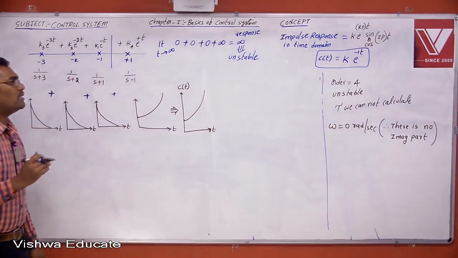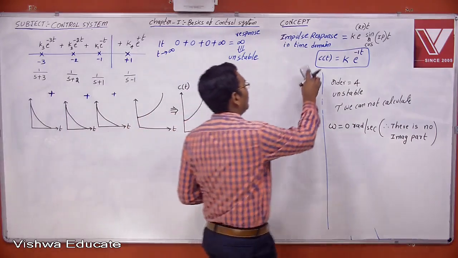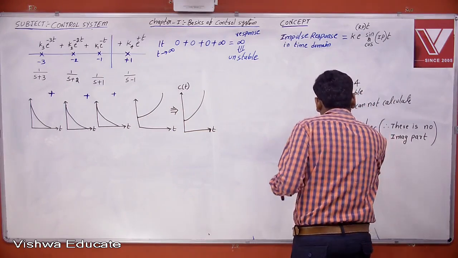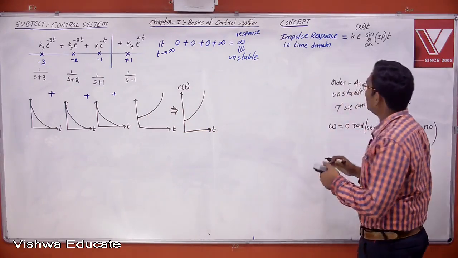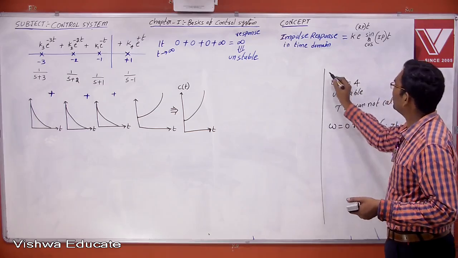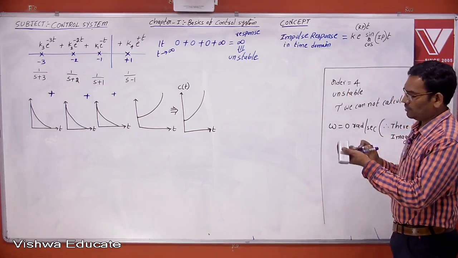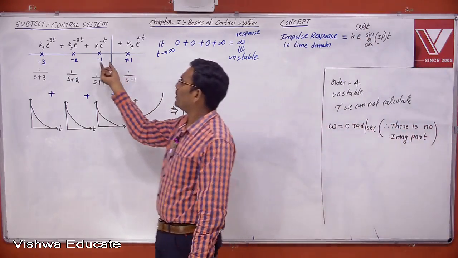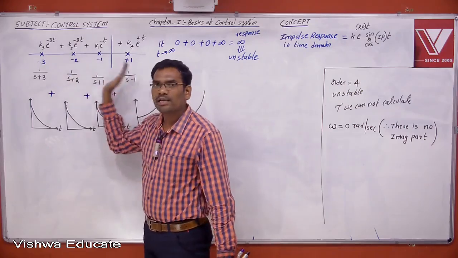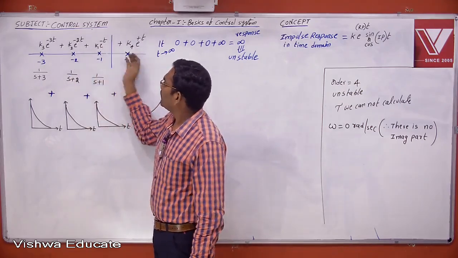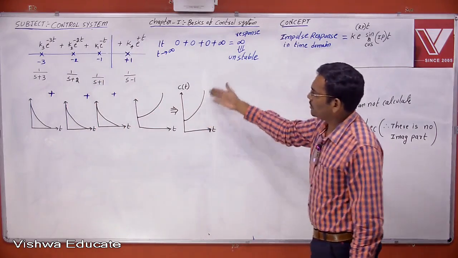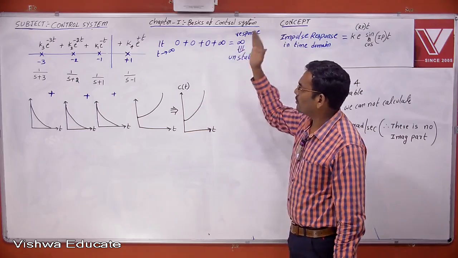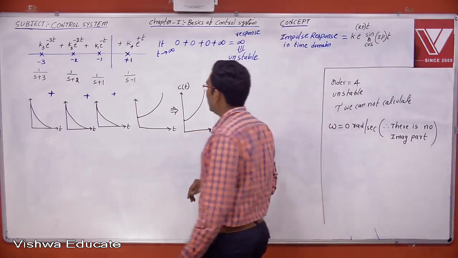So then what is the impulse response in time domain? You can directly write the impulse response in time domain, which is equal to k into e power real part. Now which real part do we have to take? If the poles lie only on the left hand side, you take the dominant pole, but if a pole is on the right hand side also, then that is dominating, because infinity plus 0 is infinity. Therefore the response is exponentially increasing.